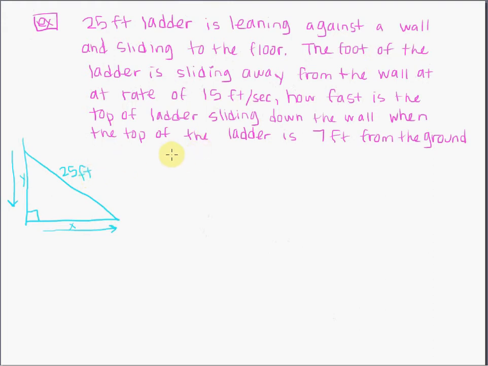So we know that x squared plus y squared is going to equal 25 squared. Not 25 once again, because the ladder's not going to change. Now we have an equation that relates the variables to each other. We're going to take the derivative of the equation with respect to time, so we're going to look at what is happening to it as time goes on.